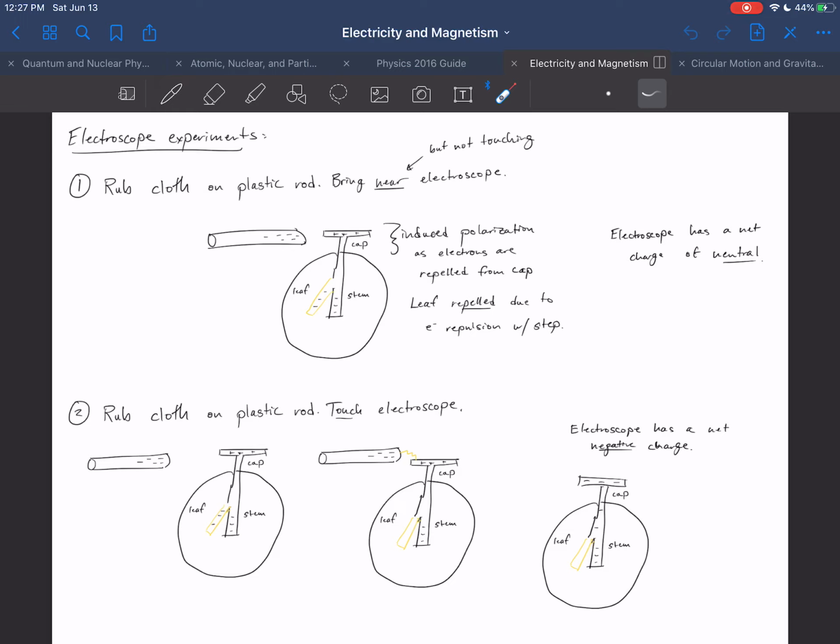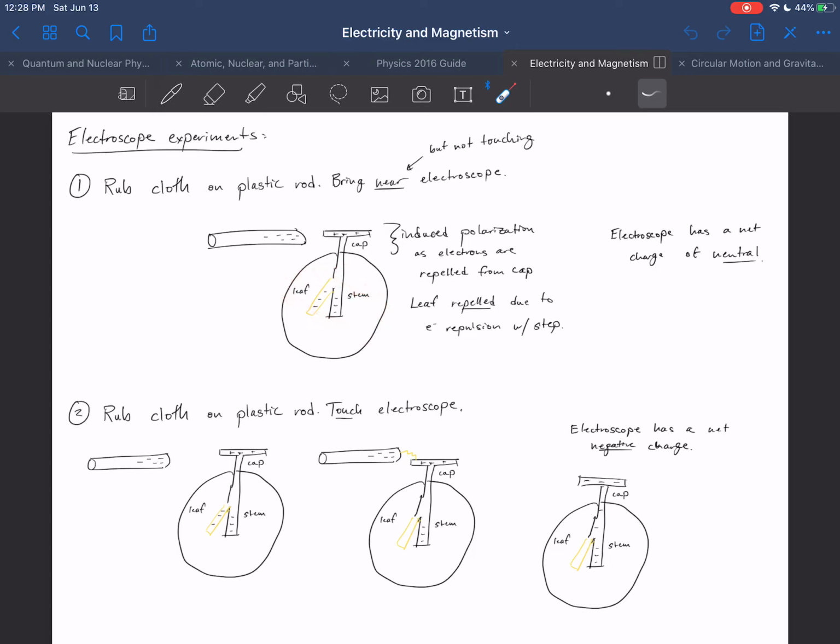They feel repelled from the electrons in the plastic rod, and so they retreat down into the stem. So you get extra electrons in the stem and the leaf compared to the cap. This is basically a case of induced polarization, just as with the wall and with the paper. The electroscope is still net neutral, but the cap now has a surplus of protons compared to electrons, and the leaf and the stem have a surplus of electrons.